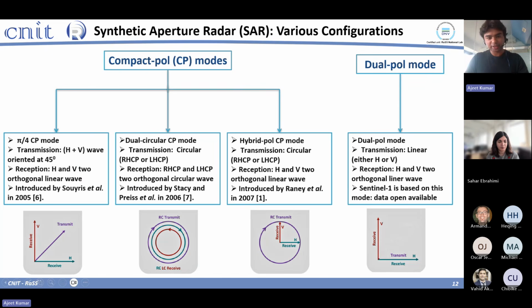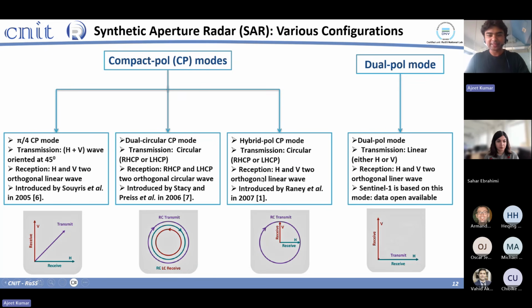The other idea was proposed in 2006 and is called dual circular polarization, where you transmit either LHCP or RHCP, and then receive the orthogonal circular polarizations. Then in 2007, Raney proposed an idea that is called hybrid polarimetry, because it transmits circular polarization and receives orthogonal linear polarization. That's why the name hybrid came here.